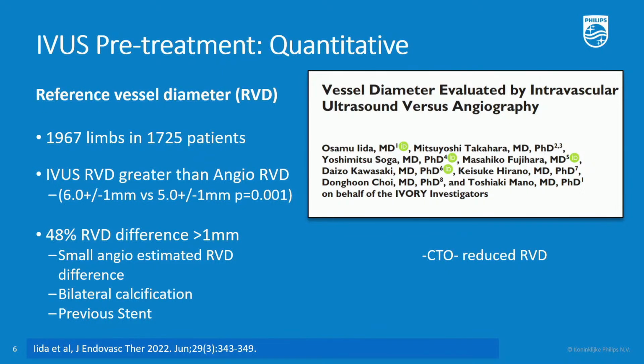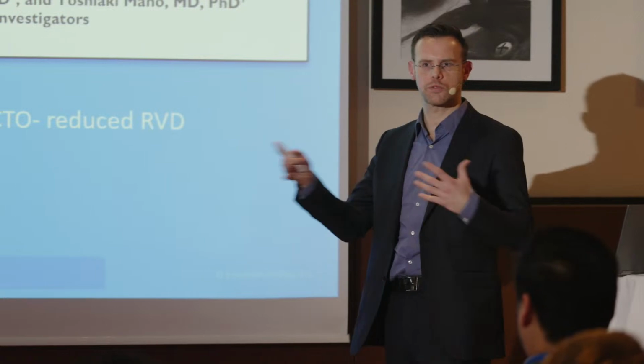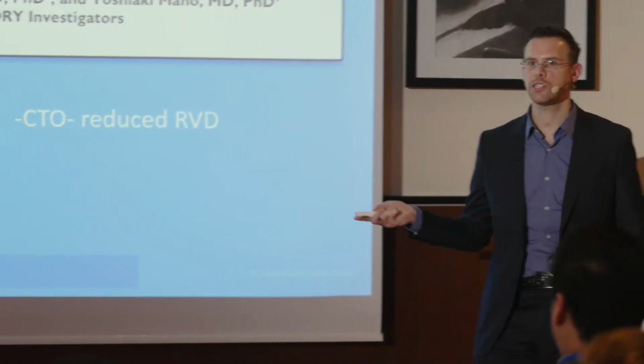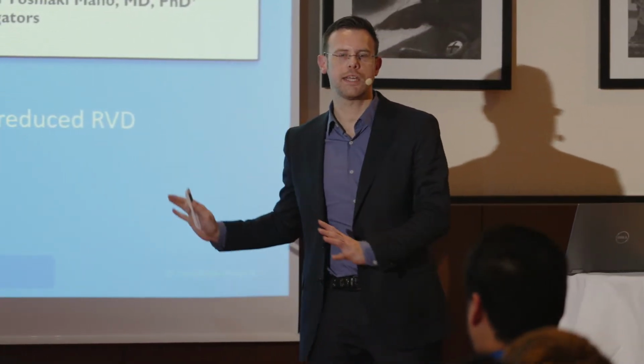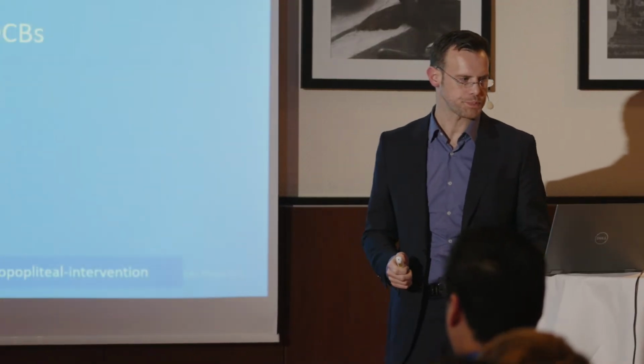So you're actually oversizing the balloon relative to the vessel. And think about how damaging that might be in the tibials, for instance. Likewise, there was a difference in nearly 50% of the patients of more than 1 millimeter. So we're hopelessly guessing at the true reference vessel diameter by using angiography. And these sort of situations that led to this huge disparity were things such as small vessels, CTOs, calcification, stents. These are all that CLTI population with which I'm, again, tenuously linking to this talk.